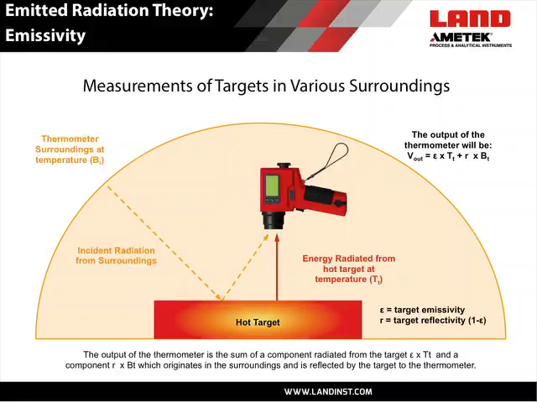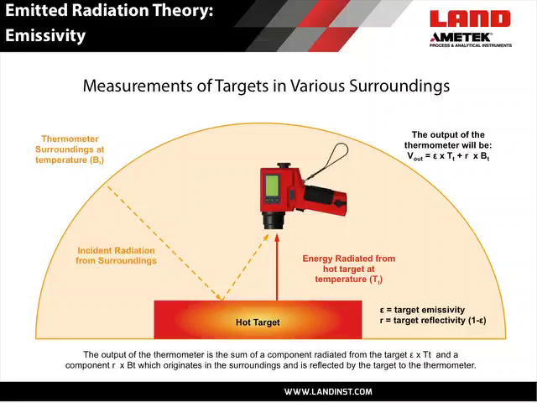Now let's talk a little bit about emissivity. When radiation from the interior of a body reaches the surface, some is emitted and some is reflected. The same thing happens to the radiation incident on the surface and to the same degree.